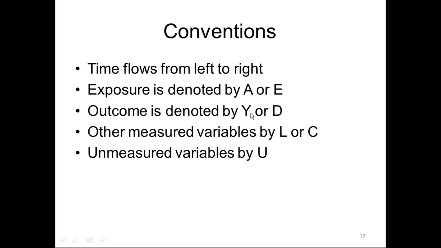The outcome is denoted by Y, right? So this is your modeling thing. In stats, this is usually your outcome, denoted by Y, or D for disease. Other measured variables will usually get called L, and I think this is lifestyle from those AZT trials, or C for confounder. And then unmeasured is U. But those are arbitrary.